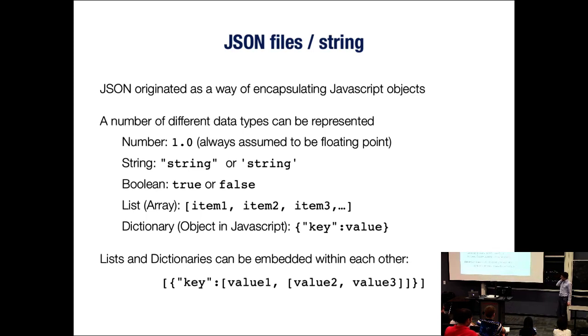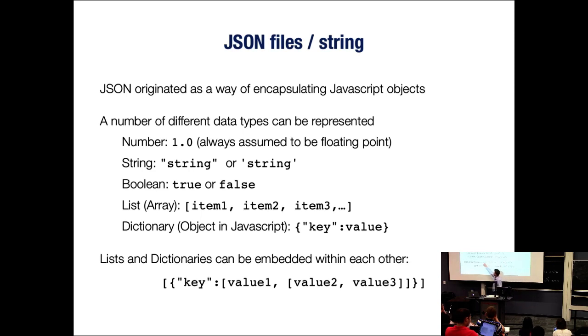So considering how fancy you can get, it's sort of impressive. There are only 5 things that can be in a JSON file. Numbers, and numbers are always considered to be floating point within JSON. There's no differentiation between integers or floating point numbers. Strings, and strings can be enclosed in single or double quotes. Booleans, which are true or false.